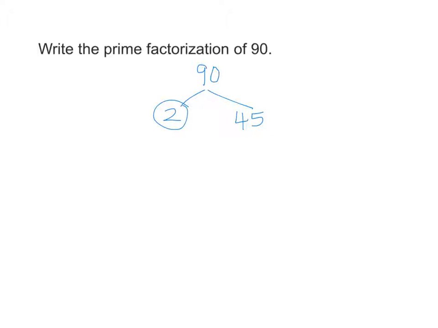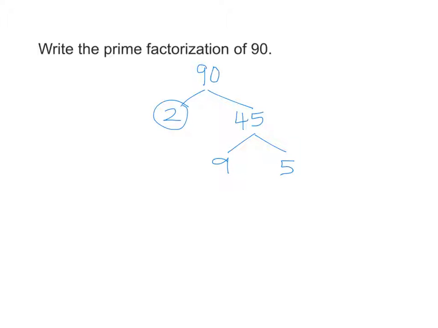How about 45? Is that a prime number? No. Tayson, what are some factors of it? 5 and... 5 times what would give you 45? 9. So if the number's prime, I'm going to just circle it. If it's not, I'm going to break it down further into its factors.